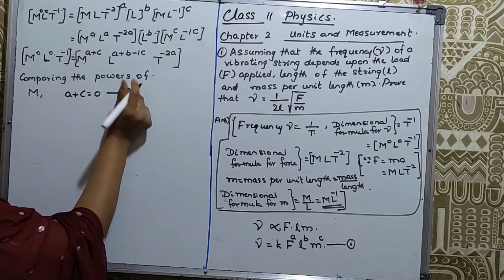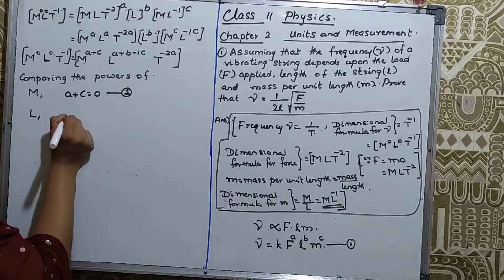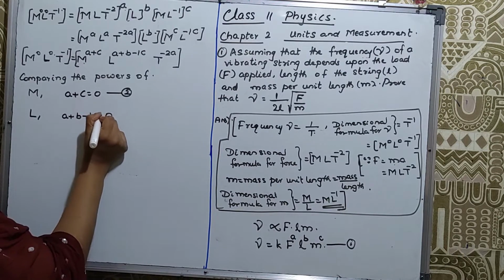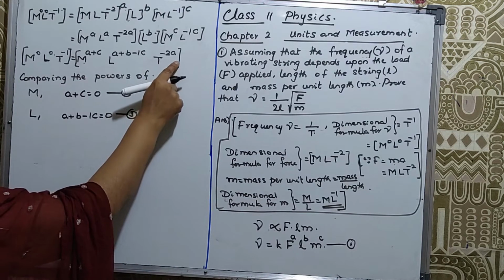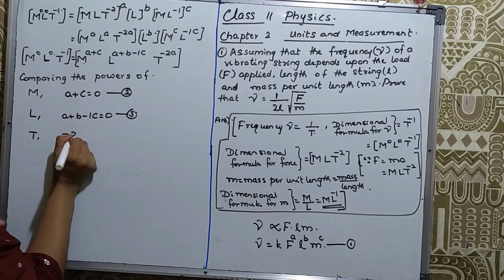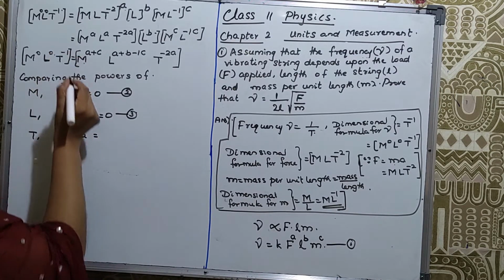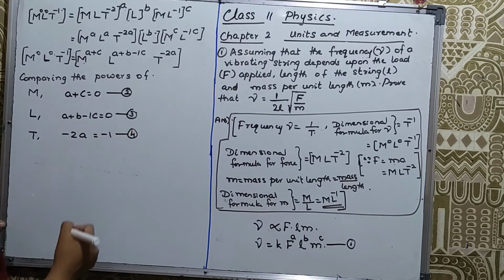Equation number 2. Now comparing the powers of L, it will be a plus b minus c equal to 0. Equation number 3. Next one, comparing the powers of t, that is, it will be minus 2a equal to minus 1. Minus 1 is the power of t. Equation number 4, I am writing, or directly you can solve it.